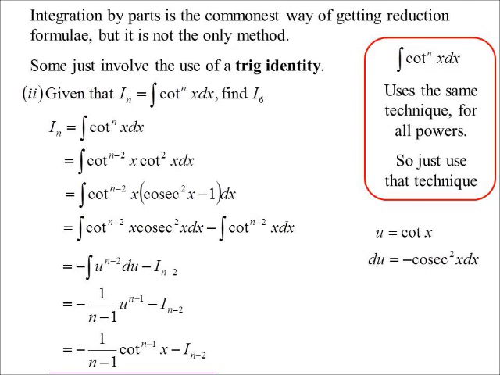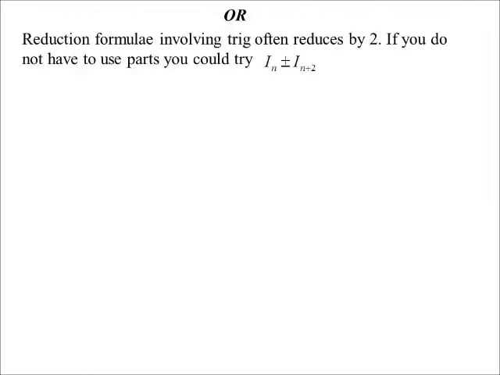They want us to work out I_6. Okay, before I work out I_6, another way of doing it, especially with trig, this sometimes works. You'll find that if we're reducing by 2, and we're not going to use parts, we could try something else by adding or subtracting I_n with I_(n+2). And sometimes it drops nicely. Watch what happens with this one.